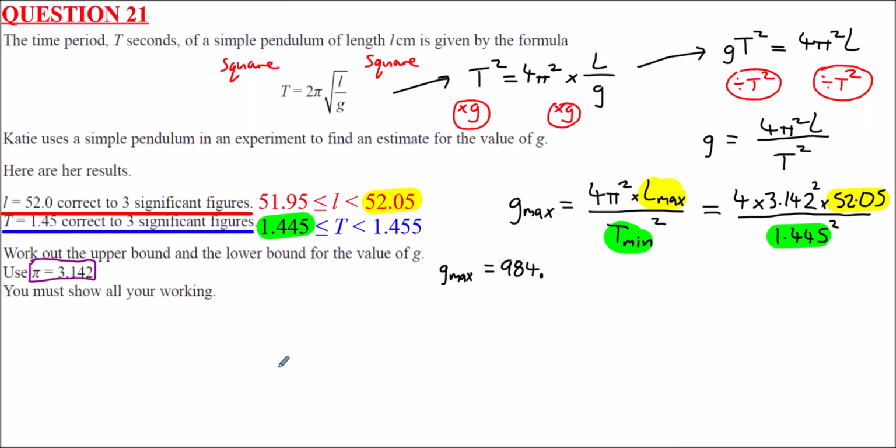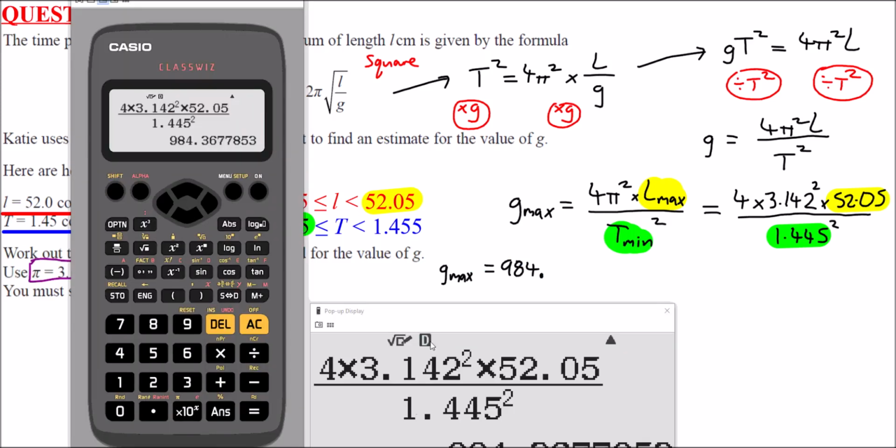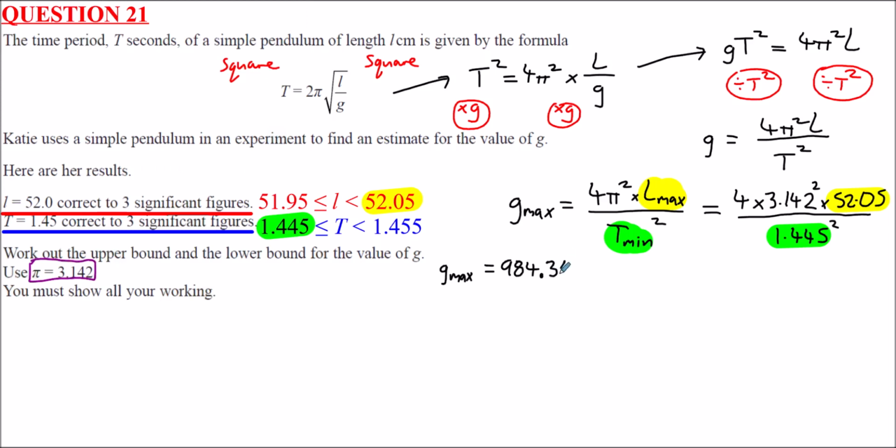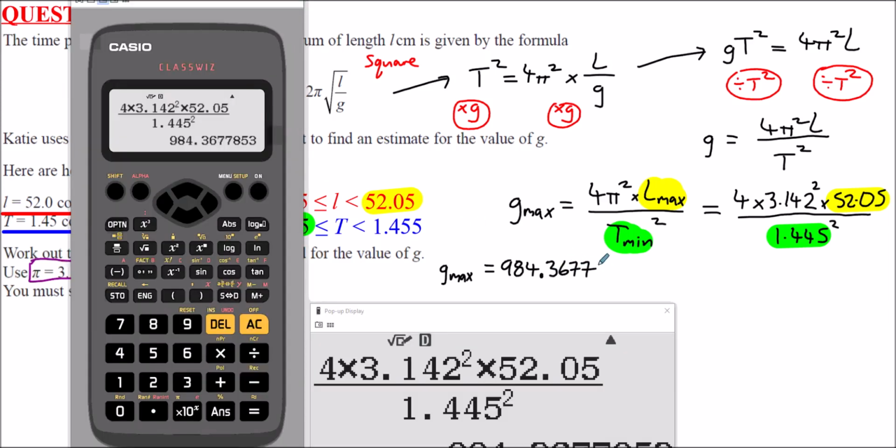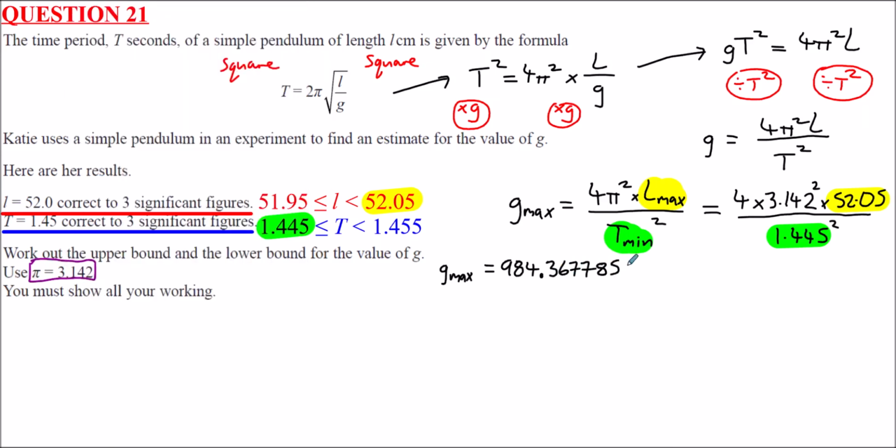Doesn't say to round the answer, so we could just give them all if we want. 984.3677853. So that's one of the answers we need. We need Gmax, which we've just done.